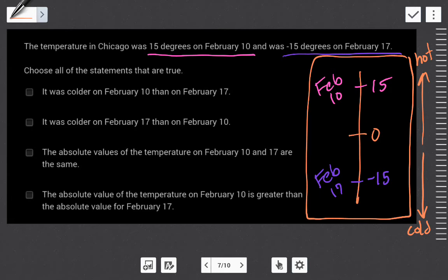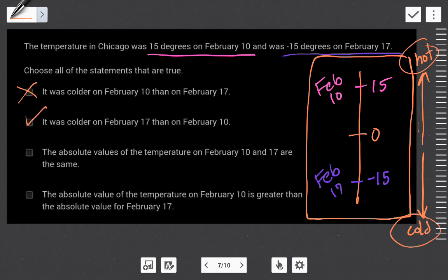It says it was colder on February 10th than it was on February 17th. February 10th is higher on the thermometer, therefore is towards the hot side, so we know that this can't be true because it's actually colder on February 17th than it is on the 10th, since it is lower on the thermometer. Statement 2 says it was colder on February 17th than on February 10th. Well, we just said that. Because it is lower on the thermometer, we know that it's more towards the cold side, so therefore this is true.